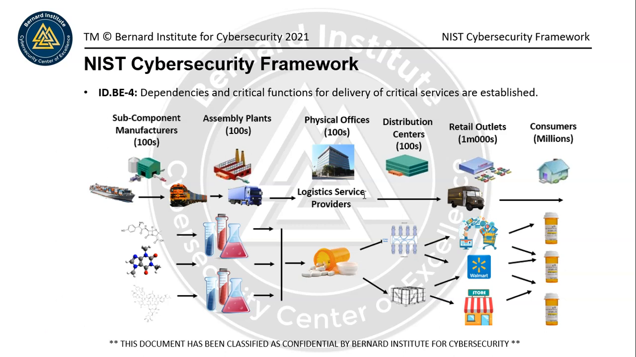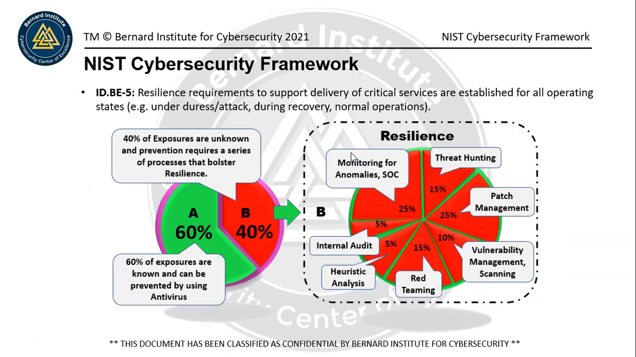You need to, again, find out where your subcomponents are coming from, where your assembly plants are. And there could be hundreds or millions of organizations involved in this, as well as the physical offices for the logistics to move and to ensure that these get installed and monitored. The distribution centers for the products as they make their way to the final destination. And of course, there could be retail outlets involved and the consumers. In the commercial sector, it's consumers. Consumers can be private citizens, but consumers can also be government organizations.